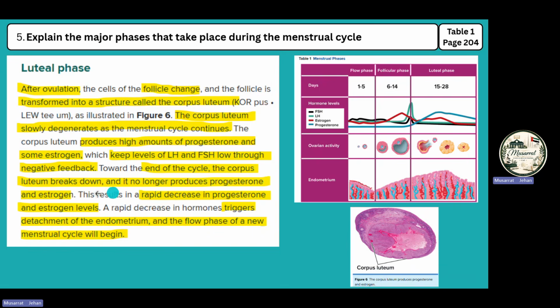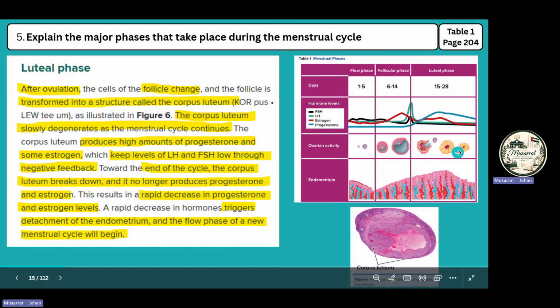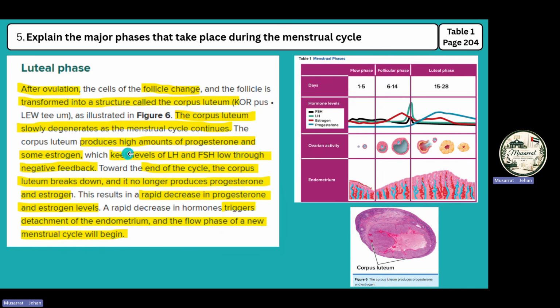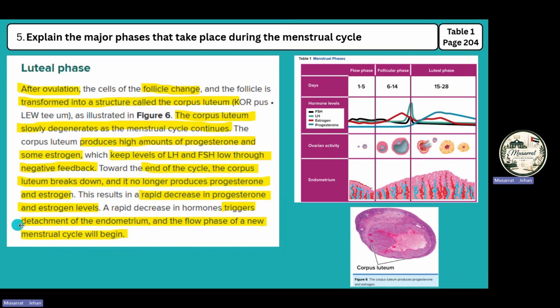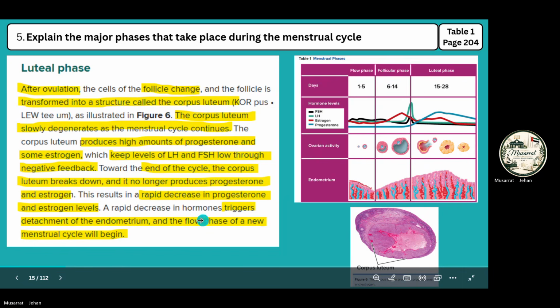Toward the end of the cycle, the corpus luteum breaks down and it no longer produces progesterone and estrogen. When it breaks down, it is not going to produce progesterone and estrogen. This results in a rapid decrease in these levels, and a rapid decrease triggers detachment of the endometrium.